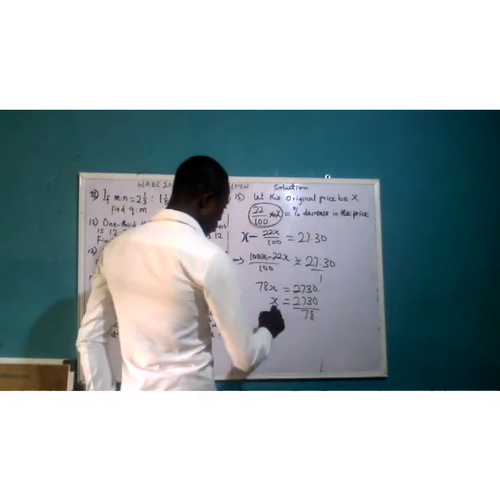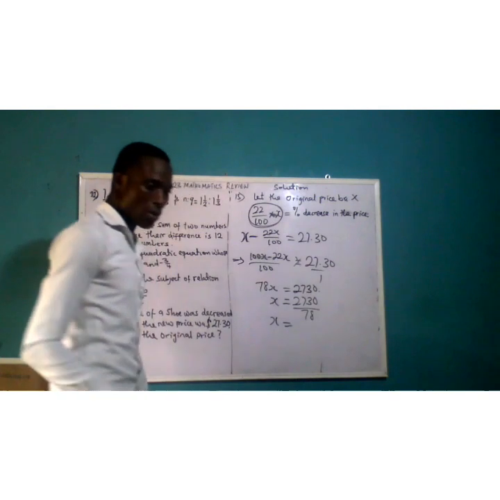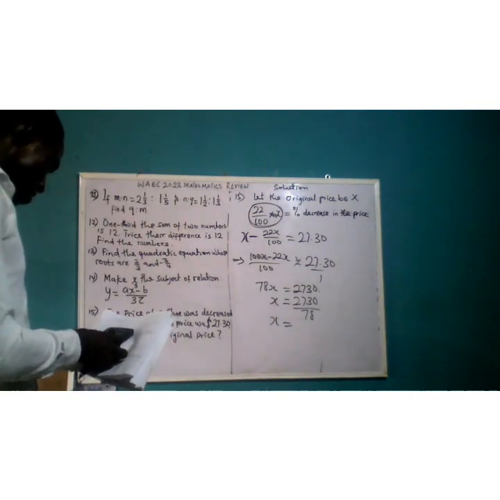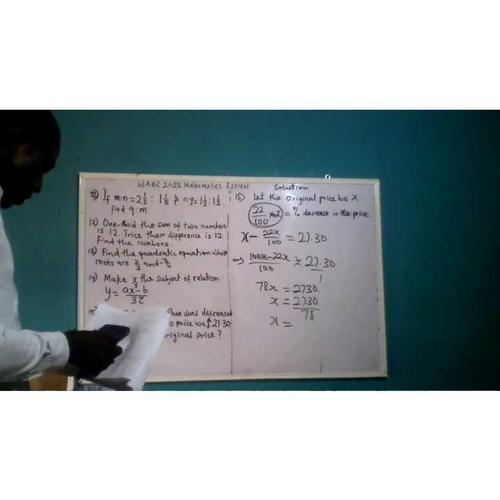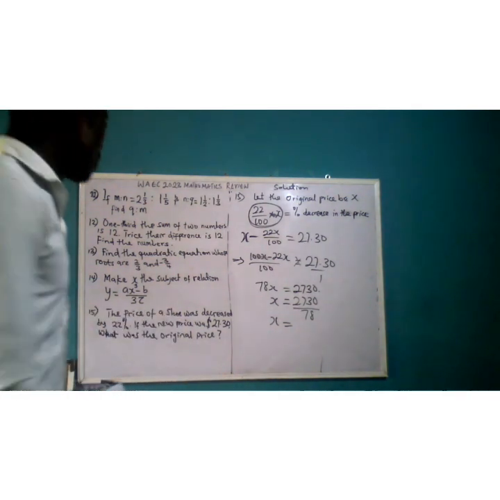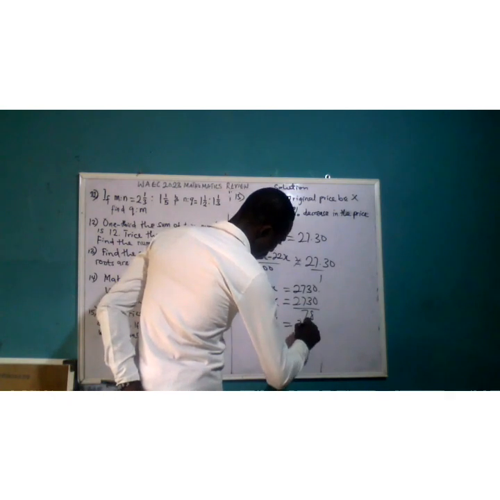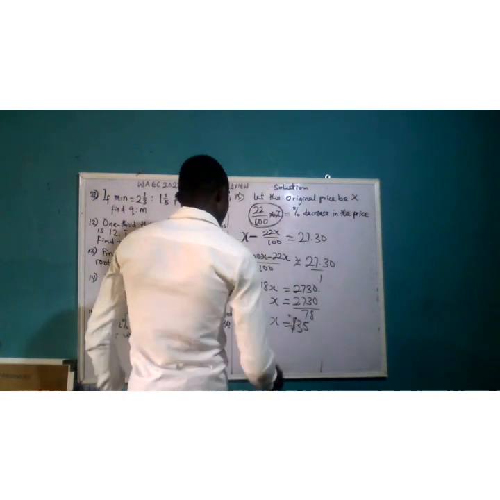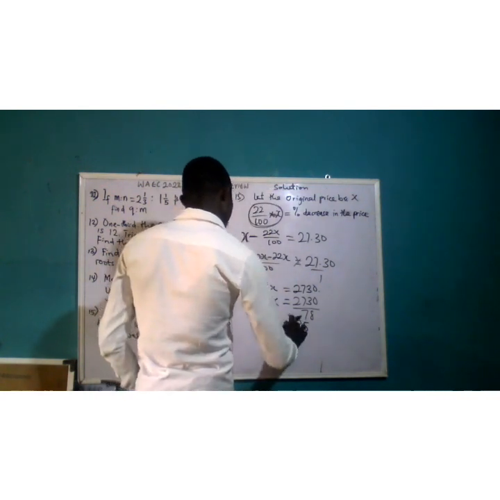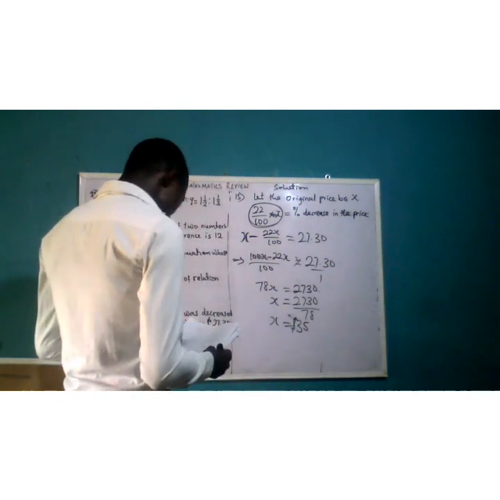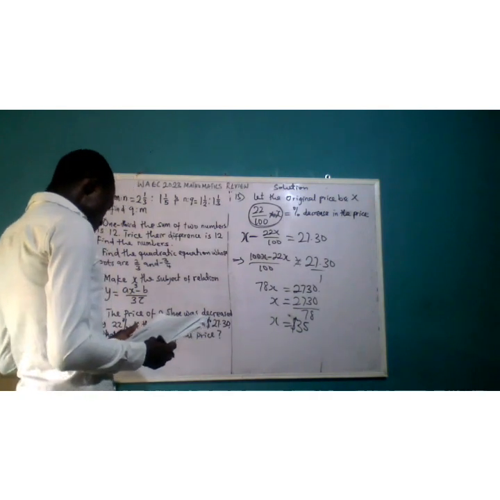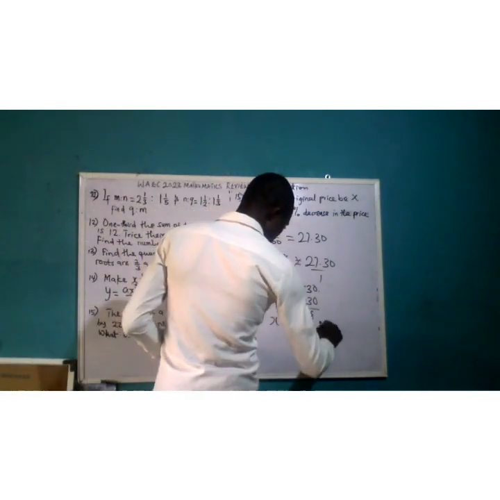Let's press the calculator at this step, so that you have 2730 divided by 78. So that's 35. So you have x equal to 35. Therefore, x is equal to $35. Let's look at the correct option. That's option D. Option D is the correct option.